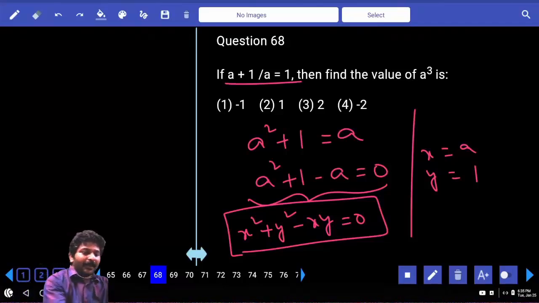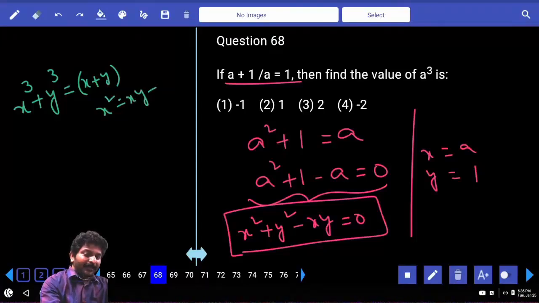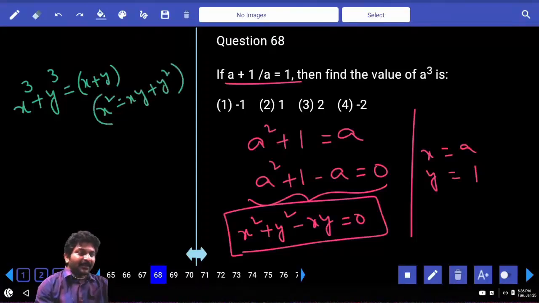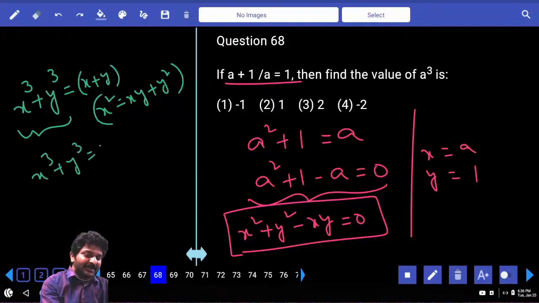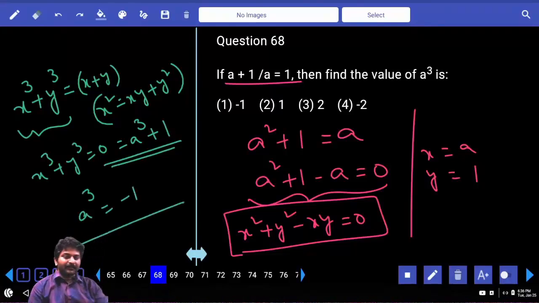Now tell me, x cube plus y cube is equal to x plus y into x square minus xy plus y square, correct? Now this fellow is equal to 0 only. Then x cube plus y cube is equal to 0 only. X in the sense a, y in the sense 1, a cube plus 1 is equal to 0, a cube is equal to first option.